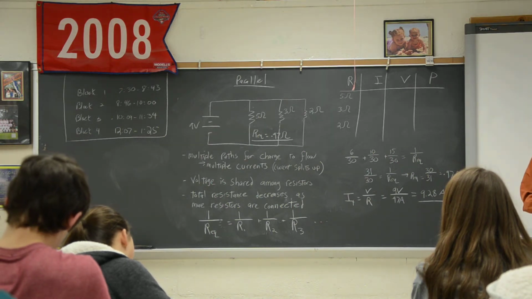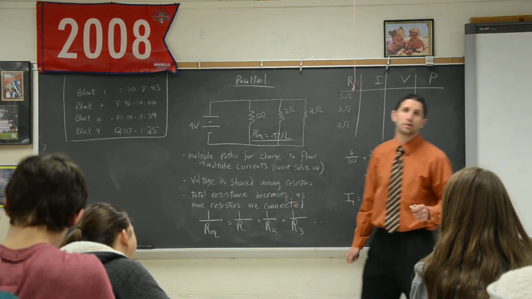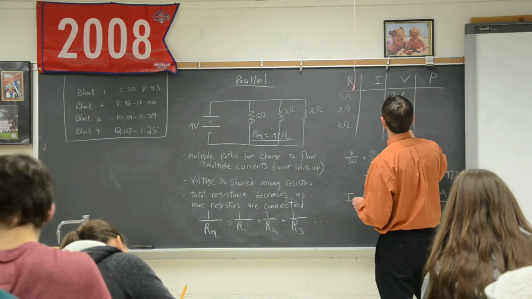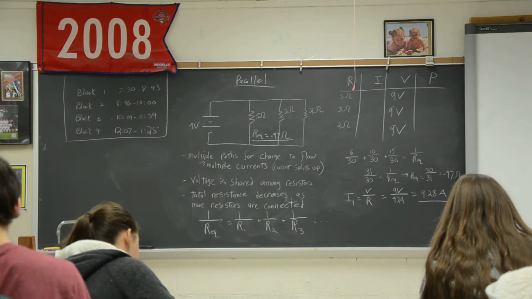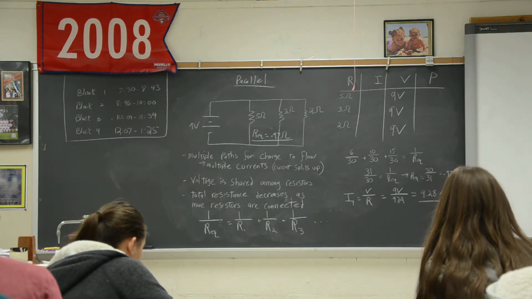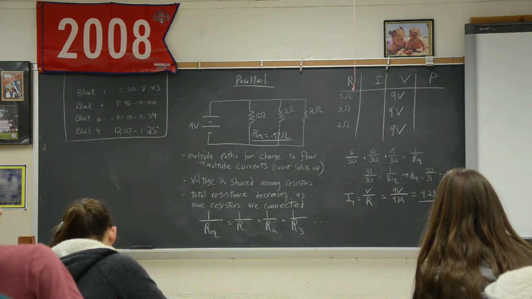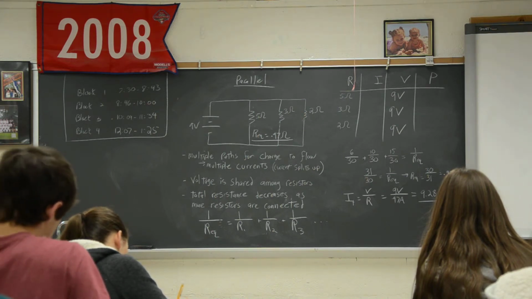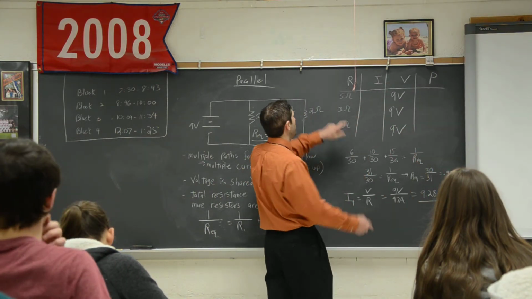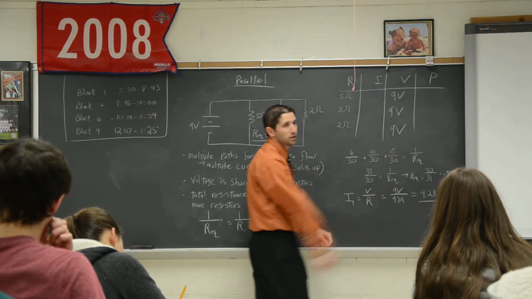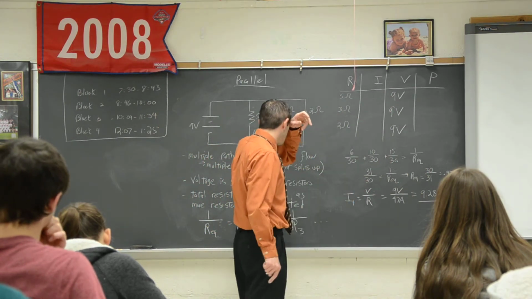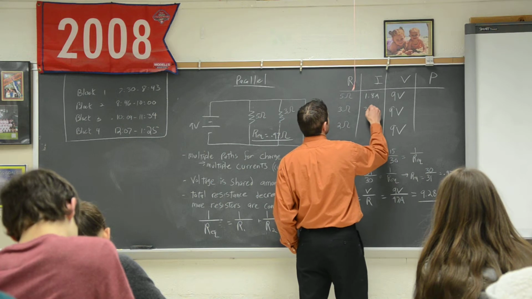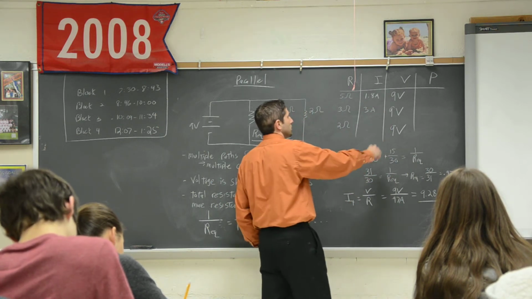What I do know, though, is they're all connected in parallel to the battery. So that tells me this gets 9 volts, this gets 9 volts, this gets 9 volts. The voltage is shared. Okay? Now, if I have V and I have R, can I get I? How do I do it? V over R, yeah. So rather than last time we multiplied across to get this, now we're dividing to get that. So 9/5 is what? 1.8. 9 over 3 is 3 amps. 9 over 2 is 4.5 amps.